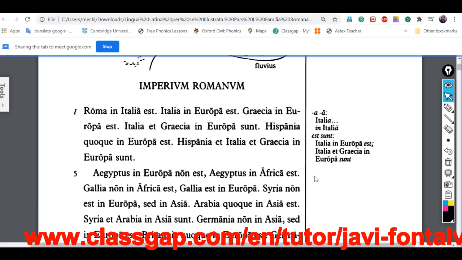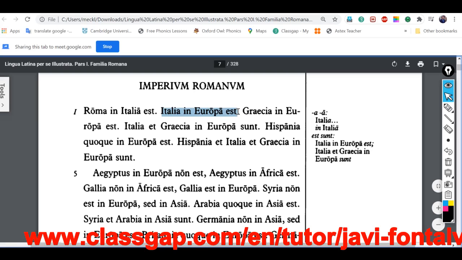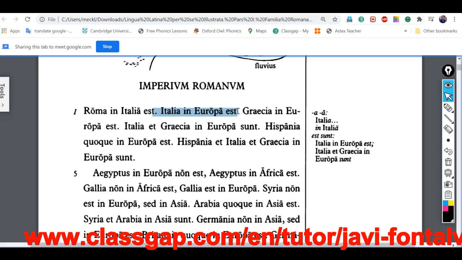Okay, let's start from the beginning. Roma in Italia est. What do you understand? Rome is in Italy. Italia in Europa est. Okay, what do you think it means? Italy is in Europe. What do you think the verb to be is here? The verb must be est. Yes, it is. So you see, it's not that difficult, is it?